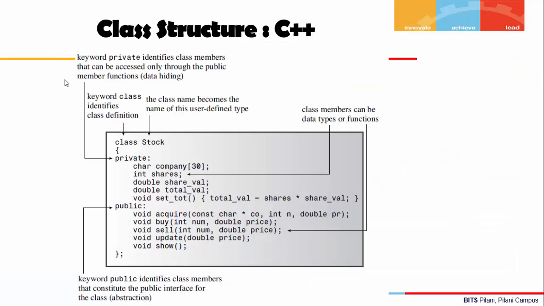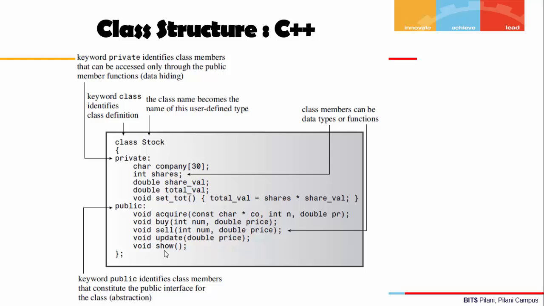This is another example. Here we have a class stock. Class is the keyword which identifies the definition as a class. This is the name of the class, stock. It consists of some private variables and private functions, and this consists of public functions.